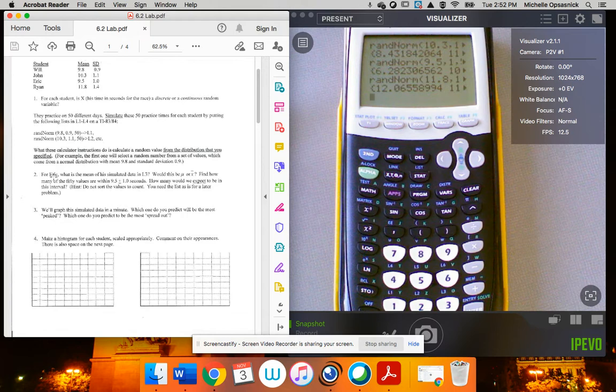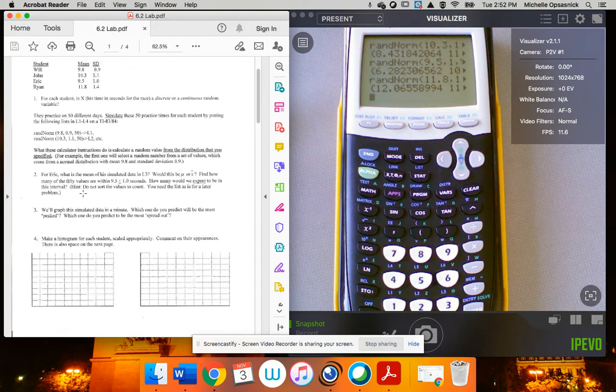So in question 2, where you're looking at finding the mean for list 3, you can just do StatCalc 1 variable stats to find that calculation. And then where it says how many of the 50 values were within that 9.5 plus or minus 1 seconds, you're just going to count from that calculator. But we are not going to sort the values that are in the calculator. So just be careful there. You're going to have to go through and either physically count, or you can copy and paste that list.